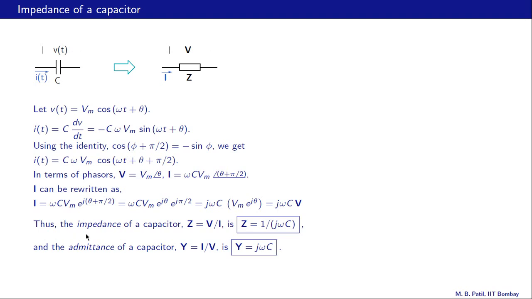And therefore the impedance of a capacitor, Z equal to V by I, is Z equal to 1 over j omega c, and the admittance, which is defined as Y equal to I by V, is Y equal to j omega c. Notice that we have omega here now. That means at low frequencies the impedance of a capacitor is large, and at high frequencies the impedance is small.